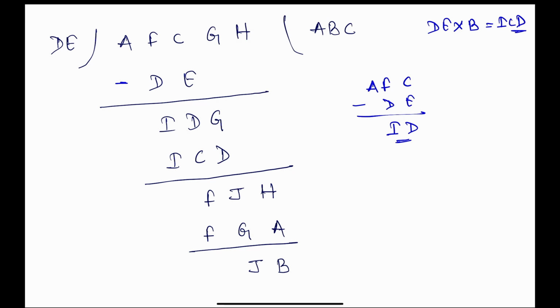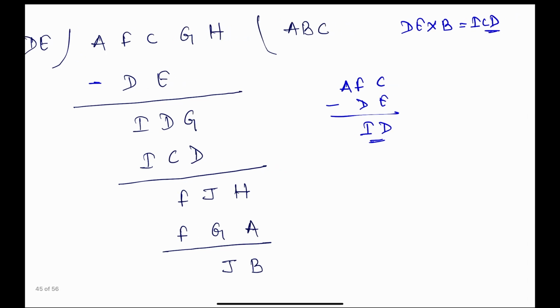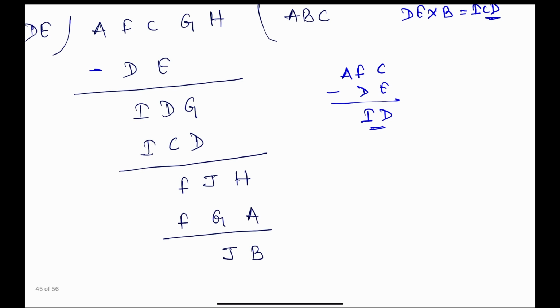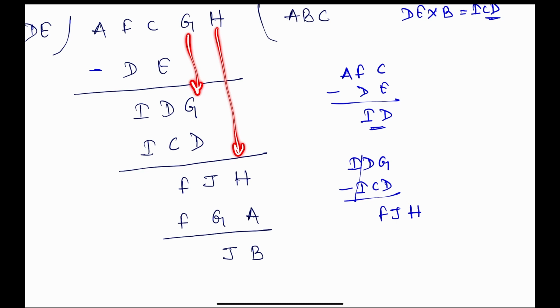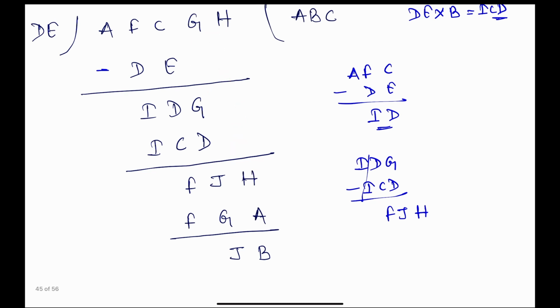Okay, right now I'm writing this to understand the meaning, but later on I might not write it. So the next thing is IDG minus ICD. Anyone can look and say that this will go away. So FJ is remaining, FJH is coming next over here. G came just like H came in the next one, FJH, and then FGA.